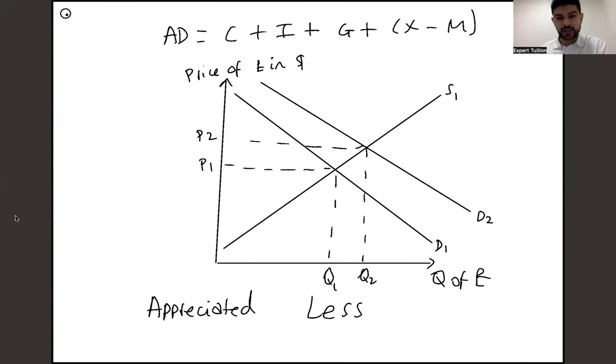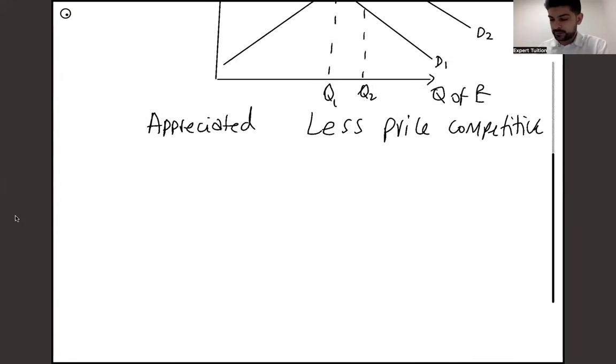Remember what I said about China? I said that China are attractive in the global market and are more price competitive because their goods are cheap. Well, if the pound appreciates, that means the pound is now expensive for everyone else around the world. If that is the case and we're less price competitive, what does that do to exports? Well, exports out of the UK, in other words, what we sell to the world, will now go down.